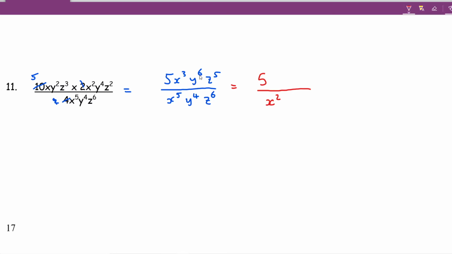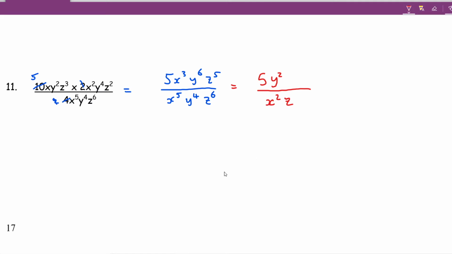How many y's have cancelled? We've got more y's on top. We've got 4 y's being multiplied by each other here, and 6 y's multiplied here. So the 4 y's will cancel at the bottom, and you end up with 2 y's at the top. So that's going to be y squared at the top. And here, you're going to end up with z at the bottom because you've got 5 and 6 there. There's more here by 1. So z just to the power 1, we just leave it as z, and that cancels.